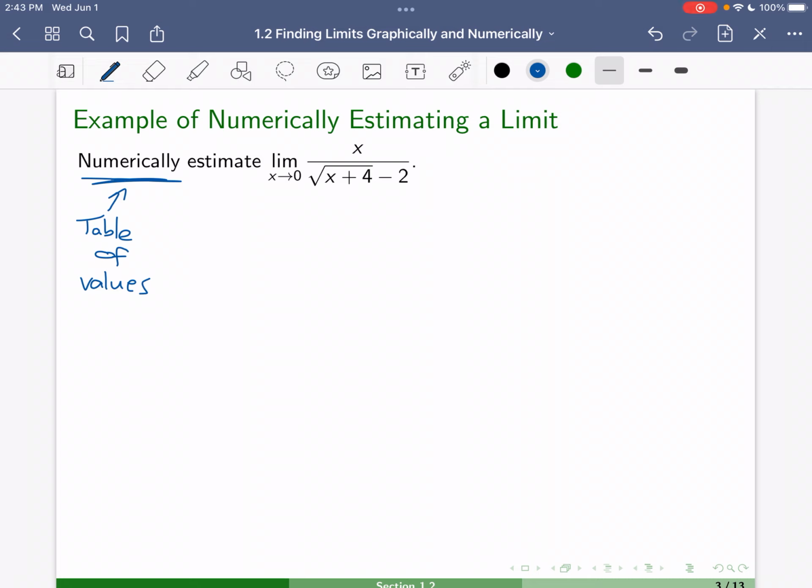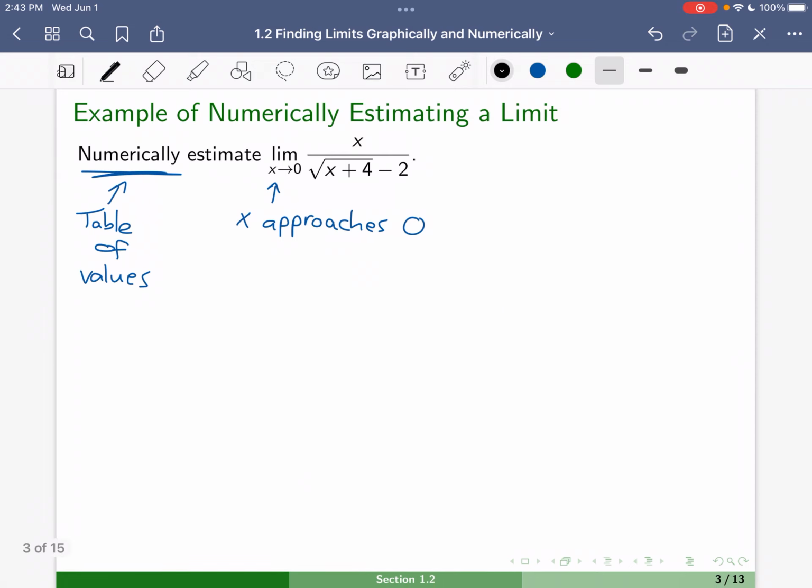What is our value of x heading towards, right? So we have the limit of x over x plus 4 minus 2 as x approaches 0. Right? So we have our x value is getting closer and closer to 0. So when we go and plug in values, we want to plug in values that are getting closer and closer to 0. So let's create a table here. We'll have our x values. We'll have our function values.